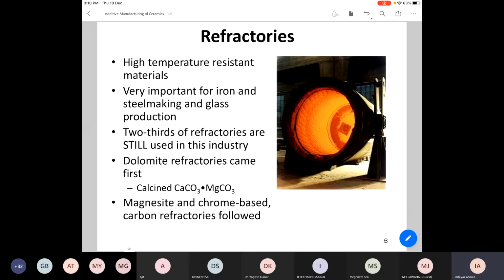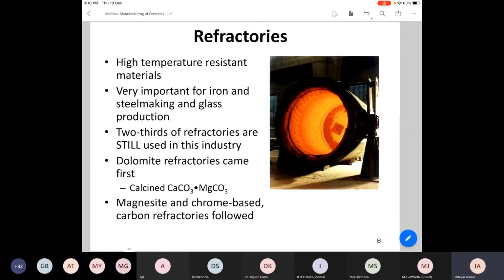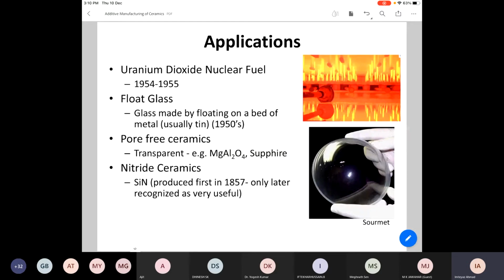So ceramics are also used here, and you require several shapes and sizes of these bricks, or sometimes monolithic refractories as well. Then you have chromite-based refractories, and carbon-based refractories, which are coming nowadays. So that has also come a long way. And then you have uranium oxide, which is used in reactors. It's also a ceramic. You have float glasses.